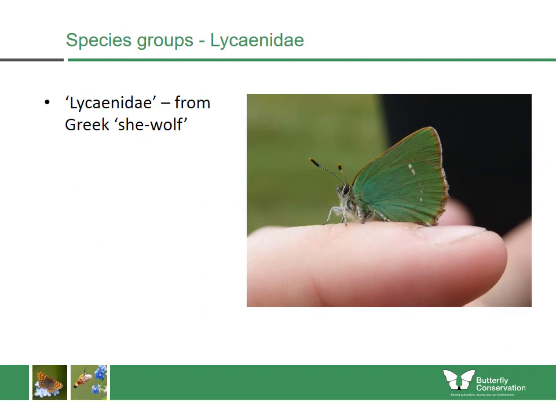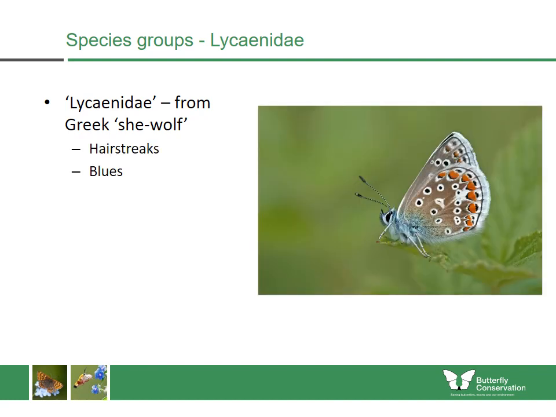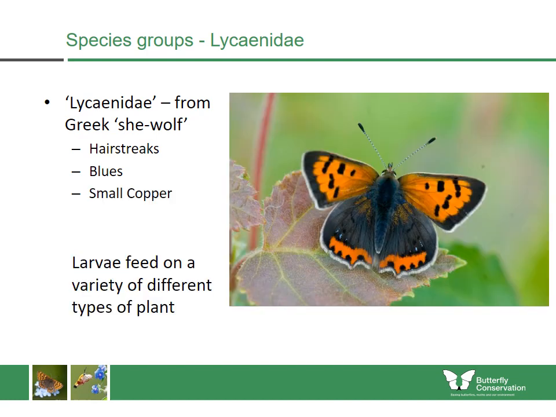Our next species group is the Lycaenidae, and Lycaenidae is actually the Greek for she-wolf. Nobody knows where this name came from, but it includes the hairstreaks, the blues, and the small copper. The larvae of these butterflies all feed upon a variety of different types of plant. These butterflies are usually small or medium sized, often with very brightly coloured wings.